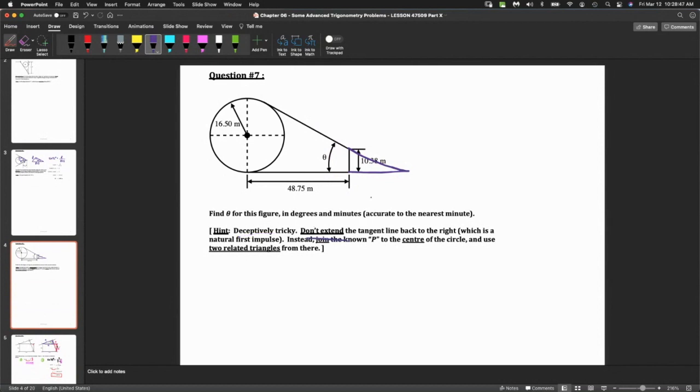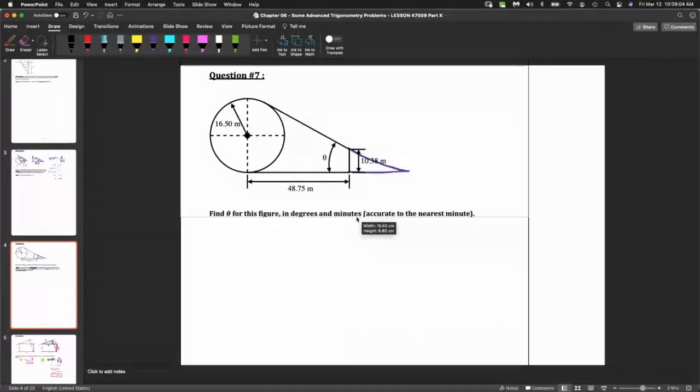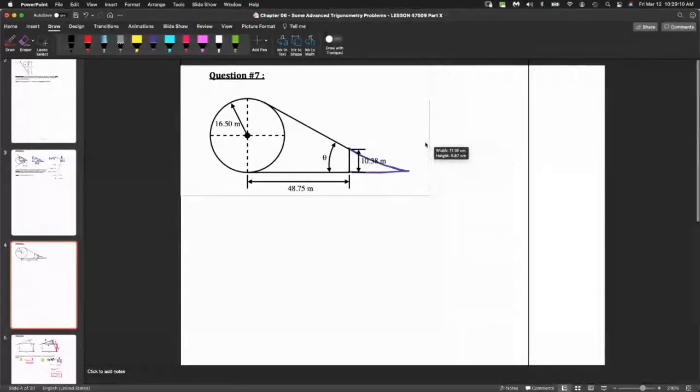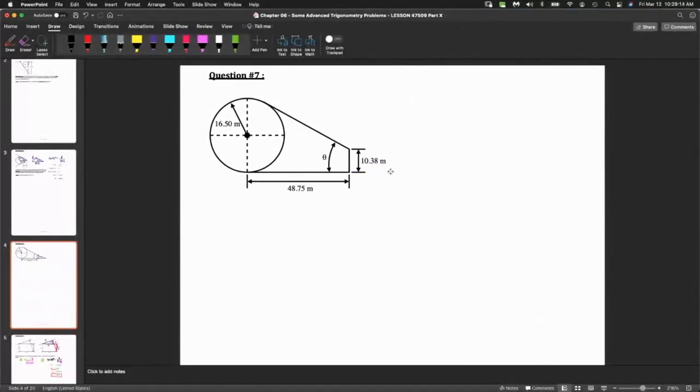The hint says it's deceptively tricky, don't extend. The author of this question is very, very talented, but I chose to actually extend the line. So if you don't mind, I'm going to contradict the advice here, but you don't have to extend it the way I'm doing it. It says find theta. I'm going to get rid of that because we need that real estate for something else. So that's what we're working with.